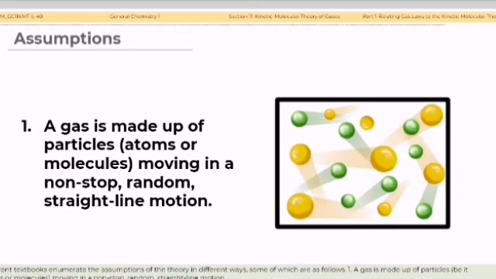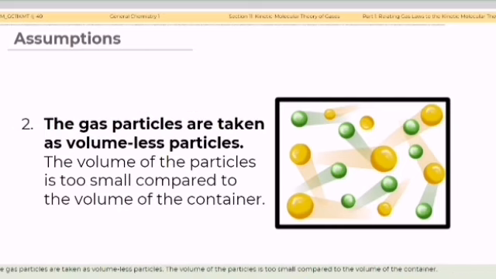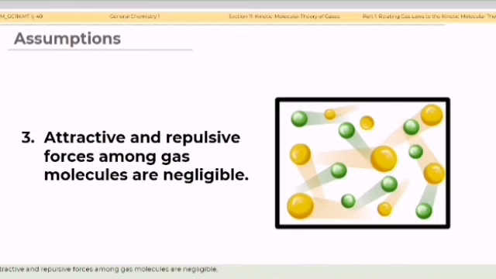Different textbooks enumerate the assumptions of the theory in different ways, some of which are as follows. One, a gas is made up of particles, be it atoms or molecules, moving in non-stop, random, straight-line motion. Two, the gas particles are taken as volumeless particles. The volume of the particles is too small compared to the volume of the container. Three, attractive and repulsive forces among gas molecules are negligible.